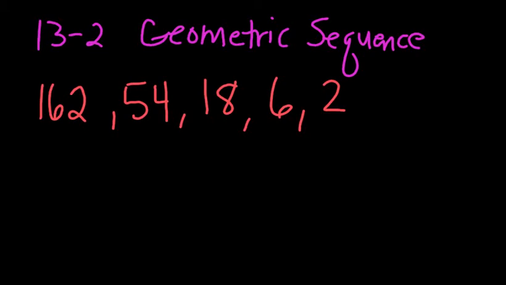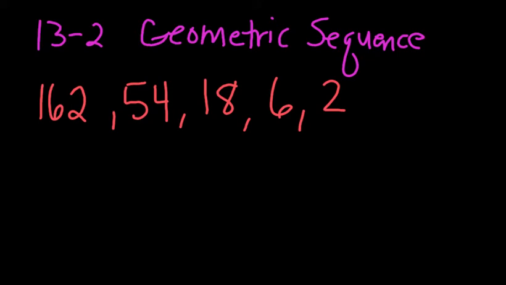14-2, geometric sequences. Okay, here is a sequence. This one's actually a geometric sequence. Here's how you find it. What we called the common difference in arithmetic sequences is called the common ratio in geometric sequences. Remember, geometric sequences have to do with multiplying and dividing.